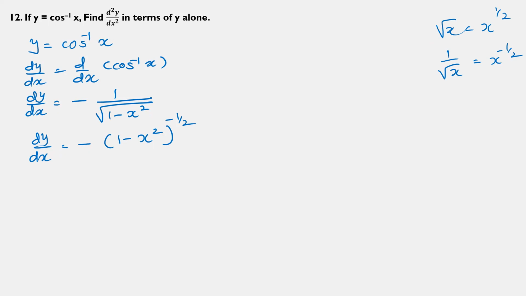Because in the list of formulas, we don't have the differentiation of 1 by root x. We didn't do that. Only root x we have done. Only root x we know, that it is 1 by 2 root x. This one we did. So now again, we are going to differentiate both sides with respect to x.